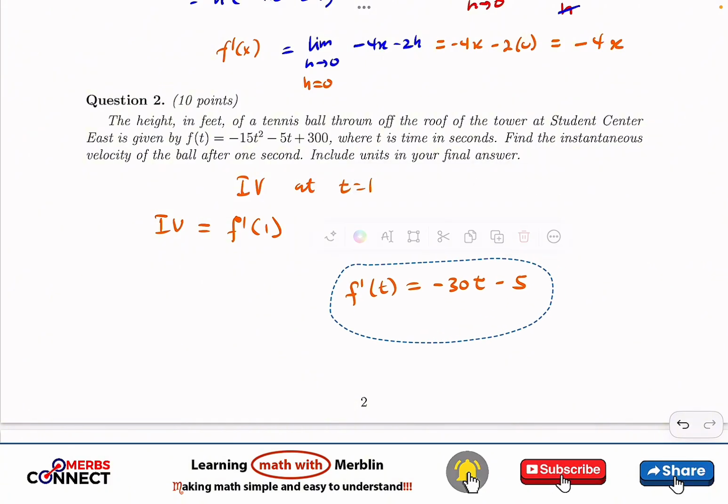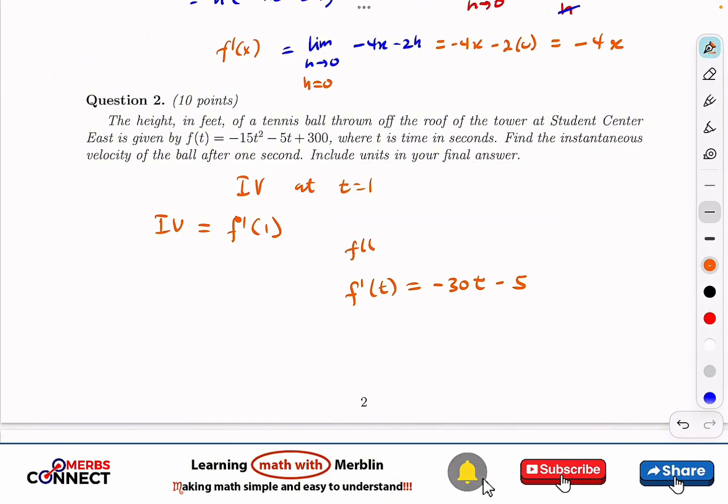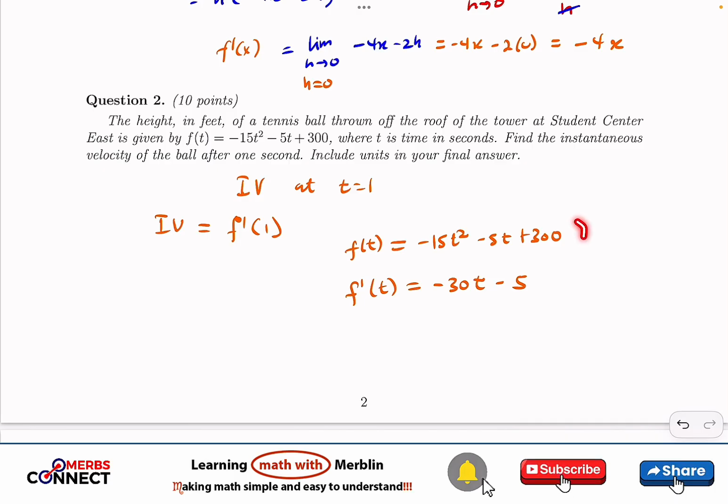So we had f of t equal to minus 15t squared minus 5t plus 300. We are differentiating this with respect to t. So, power rule: 2 drops down to multiply this, giving us 30. Subtract 1, and this one will be 1. And when I differentiate t, I'm going to get 1 because the power is 1.